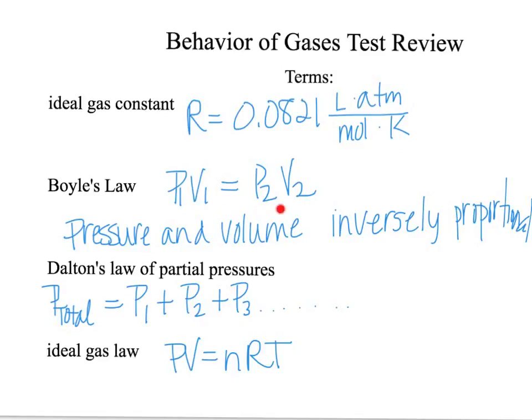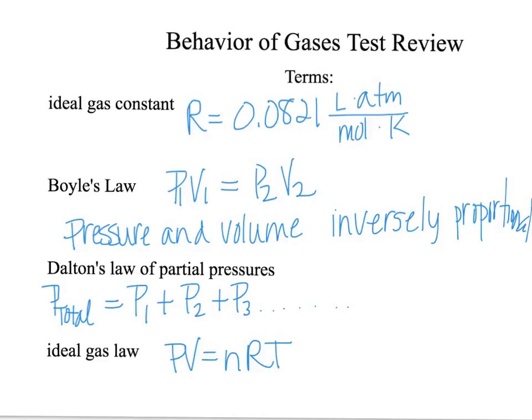You need to know what Boyle's law is in terms of how to solve for it. Pressure and volume are inversely proportional. You for sure need to know that. It helps because those are the only two conditions that are inversely proportional with each other. Everything else is going to be directly proportional, and that kind of helps you remember that.